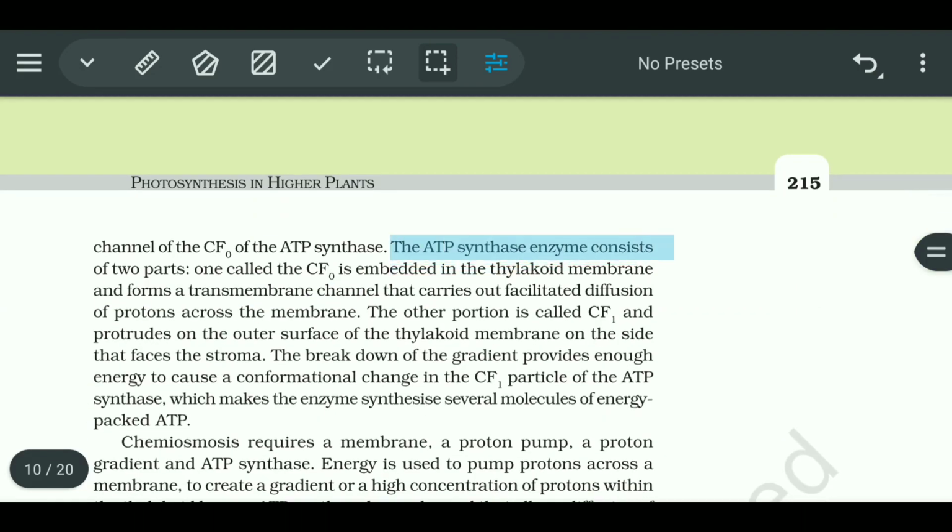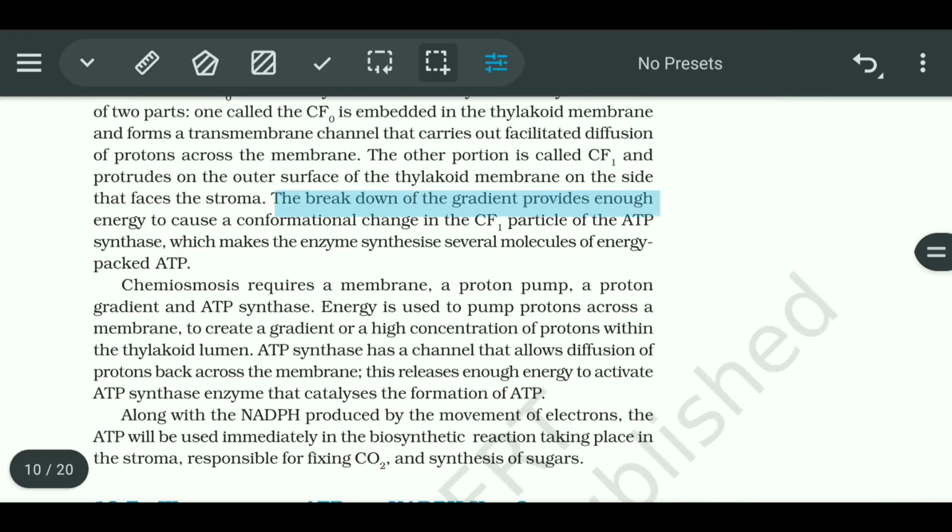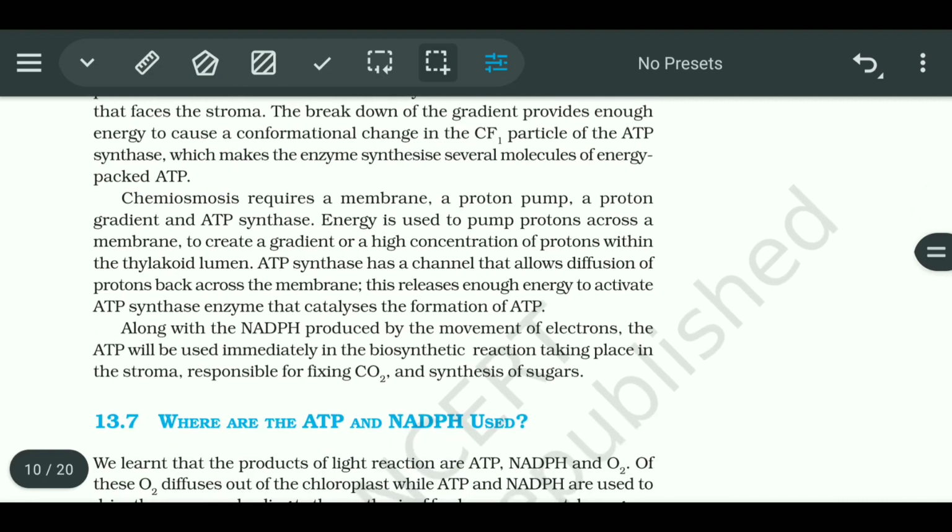The ATP synthase enzyme consists of two parts. One, called the CF0, is embedded in the thylakoid membrane and forms a transmembrane channel that carries out facilitated diffusion of protons across the membrane. The other portion is called CF1 and protrudes on the outer side of the thylakoid membrane, on the side that faces the stroma. The breakdown of the gradient provides enough energy to cause a conformational change in the CF1 particle of the ATP synthase, which makes the enzyme synthesize several molecules of energy-packed ATP.